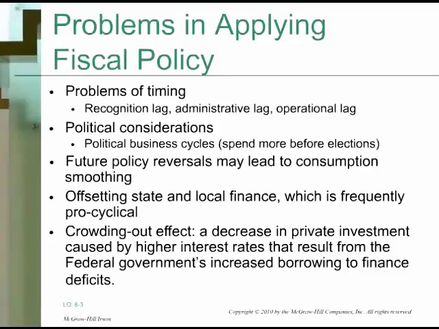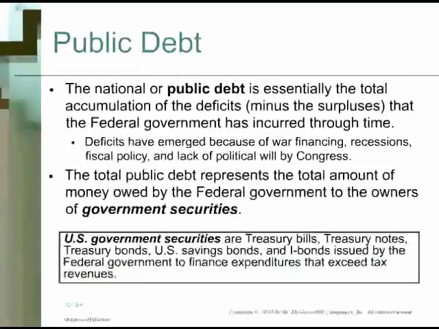The national or public debt is essentially the total accumulation of the deficits minus the surpluses that the federal government has incurred through time. Deficits have emerged because of war financing, recessions, fiscal policy, and lack of political will by Congress.